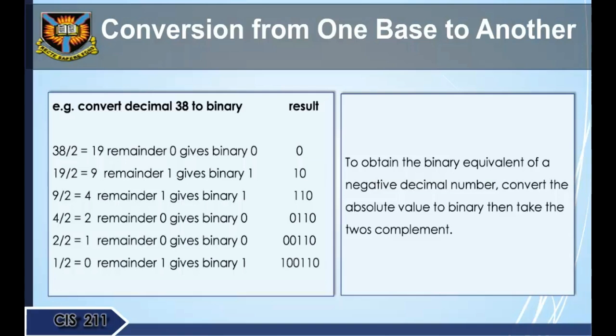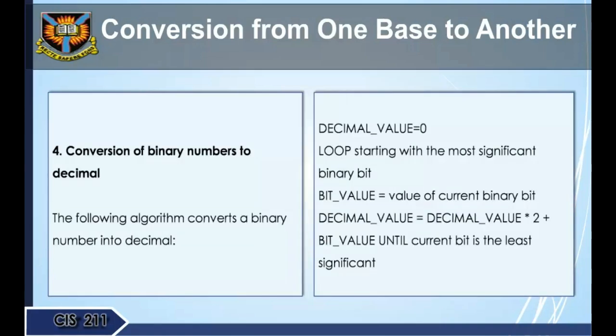To obtain the binary equivalent of a negative decimal number, convert the absolute value to binary, then take the 2's complement. 4. Conversion of binary numbers to decimal.